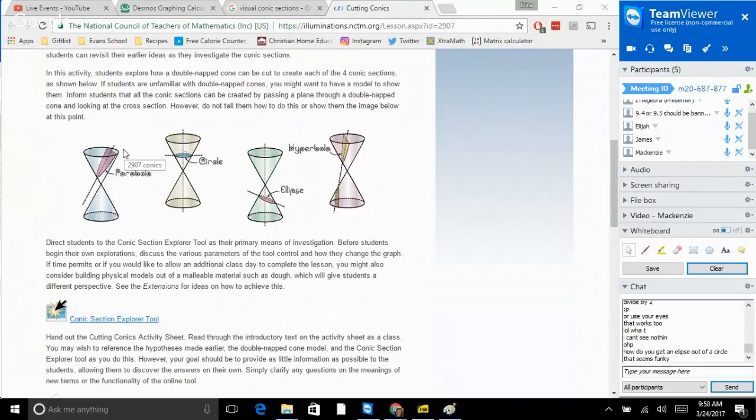If you split a cone at an angle this way, you're going to end up with an ellipse. And then if you split the cone and it goes through both sides of the cone, you get this hyperbola. So that's actually where these shapes come from, and that's why it is called a conic section. It's not just a random math term. It's because you get all of these shapes by dividing a cone.